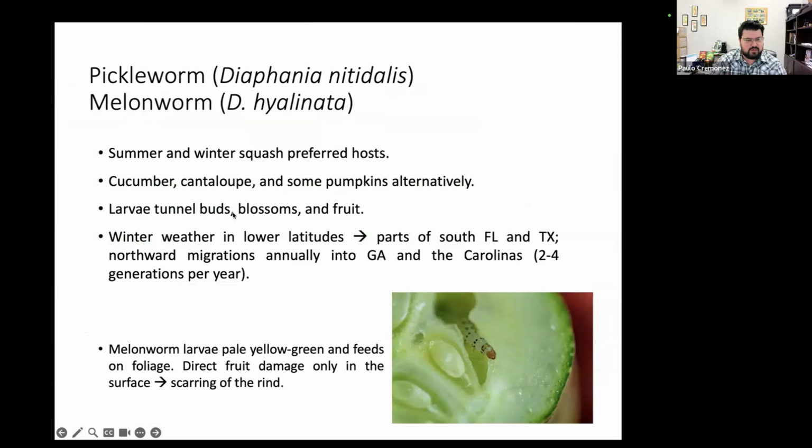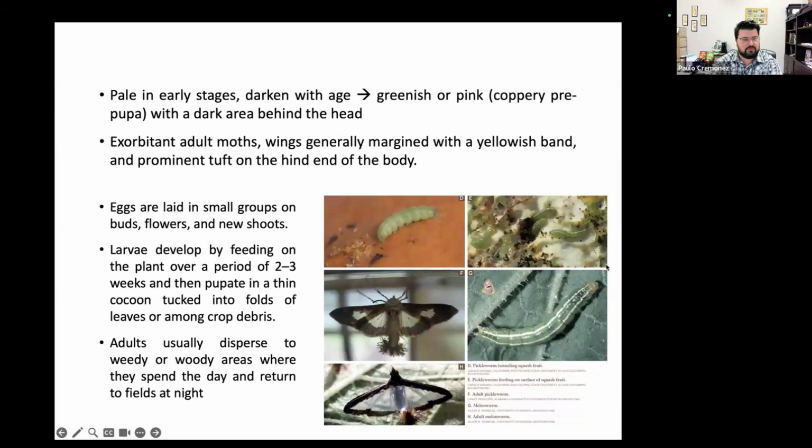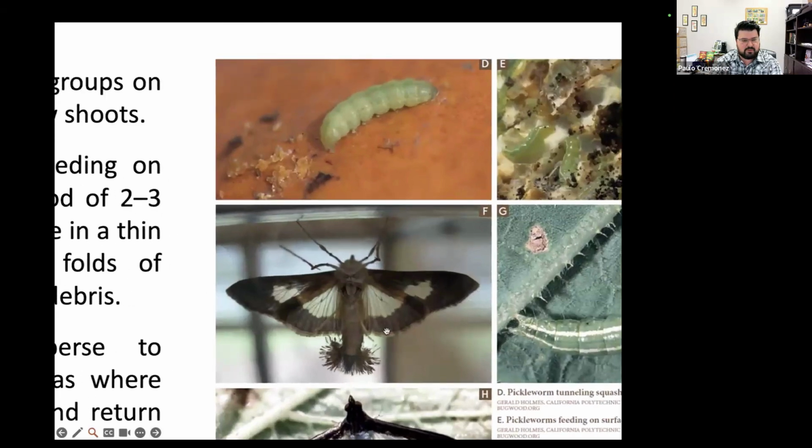The larvae tunnel buds, blossoms, and fruits. They overwinter in lower latitudes, so parts of South Florida and Texas, with northward migrations annually into Georgia and the Carolinas. So they start from the Florida region, and they move up. Melonworms are pale yellowish green and feed on foliage, and they usually cause scarring of the rind instead of tunneling on the fruits. Like I say, they are pale in early ages, darkening with age.